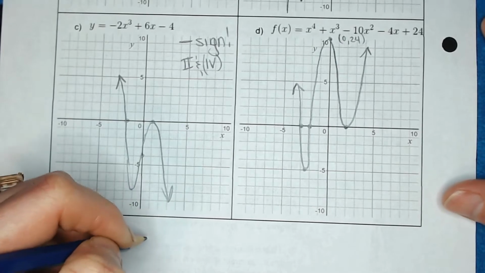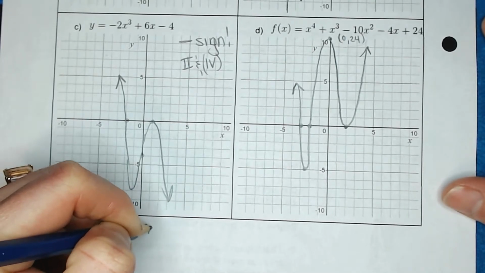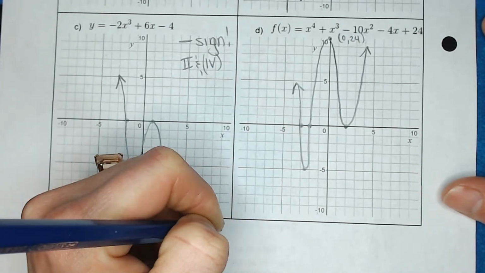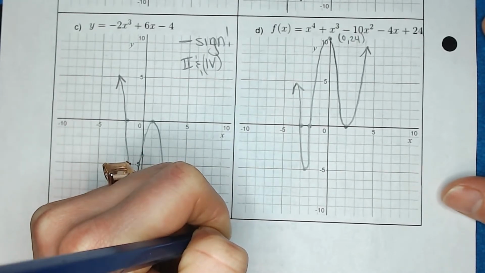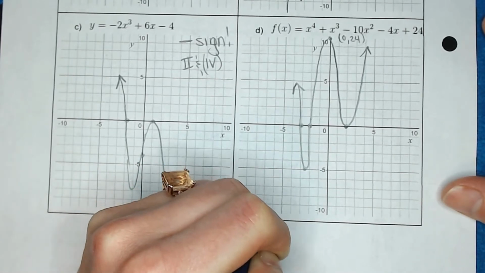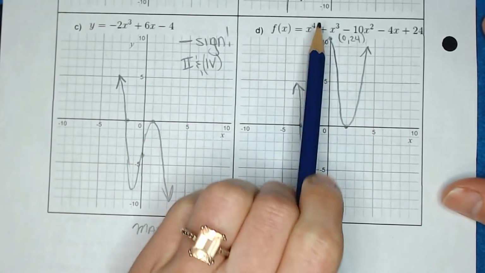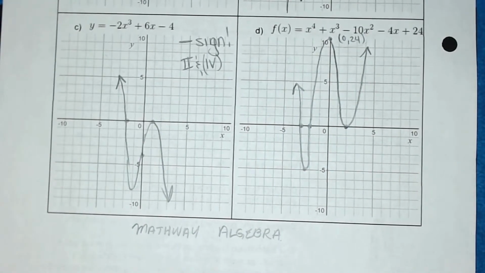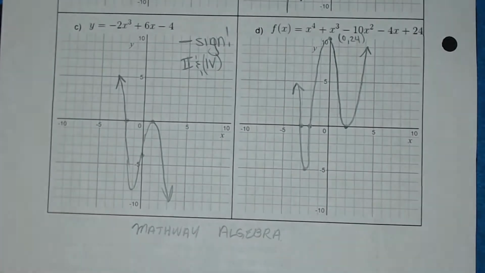I recommend using the app called Mathway and picking algebra. And you can just enter in the polynomials that you're given, and it will give you a nice plot of the graph, so you can kind of get an idea of correlating the information I've given you so far with what the graph is supposed to look like.